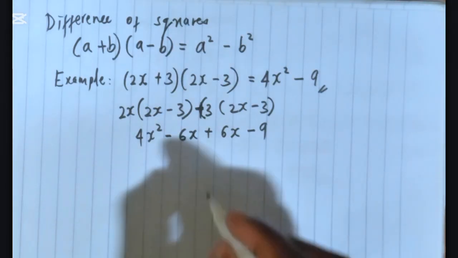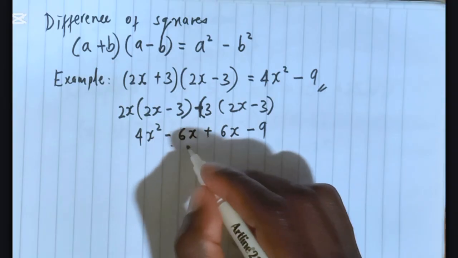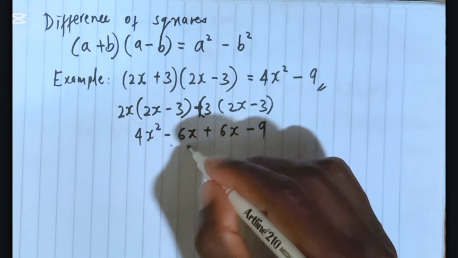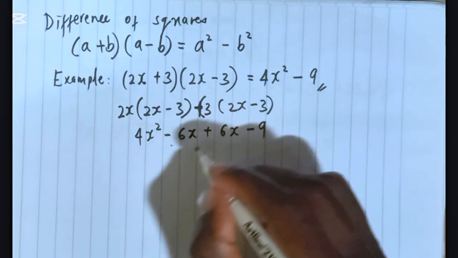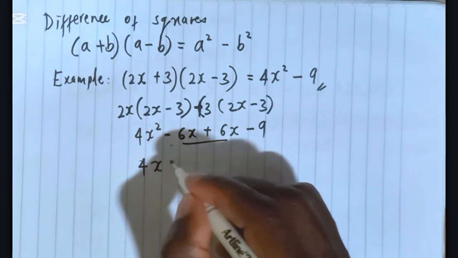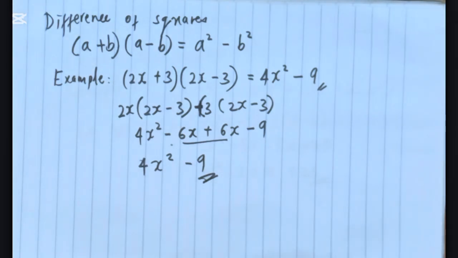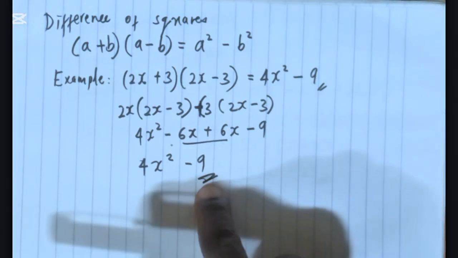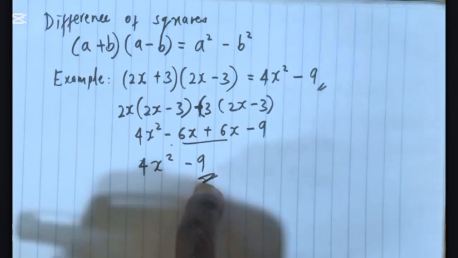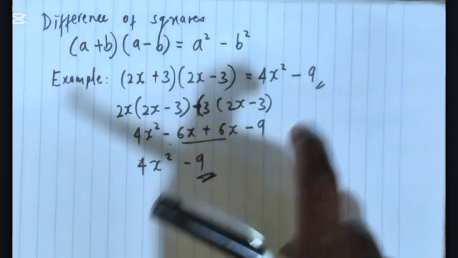Note that when you simplify whatever we have in the middle, negative 6x plus 6x, we are going to have that being equal to 0. So basically our final answer will be 4x squared minus 9. And our answer is actually proving to be true, based on the rule of difference of squares as the third quadratic identity.